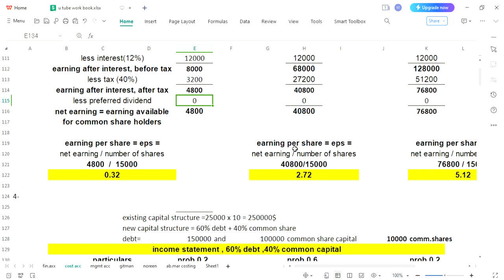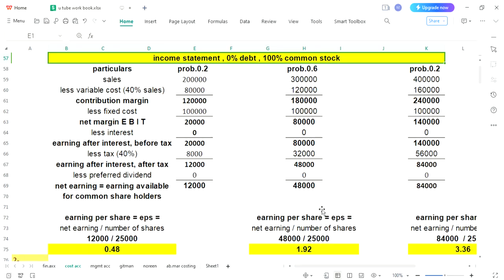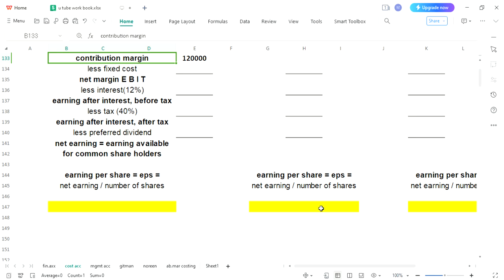Fixed cost would remain the same for all of the parts, and look over here, fixed cost is mentioned as 1 lakh. So no matter what option we are choosing, fixed cost would not be altered, 1 lakh.